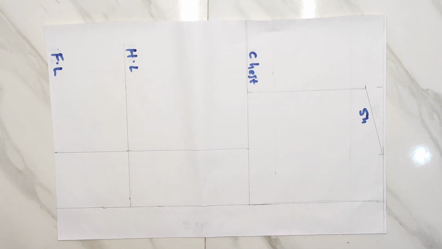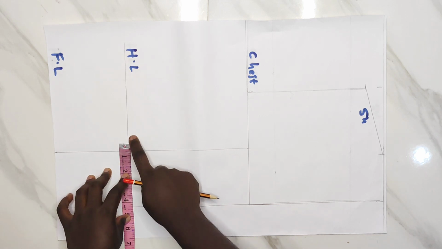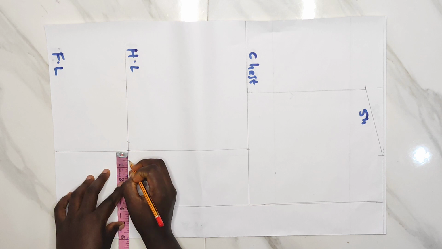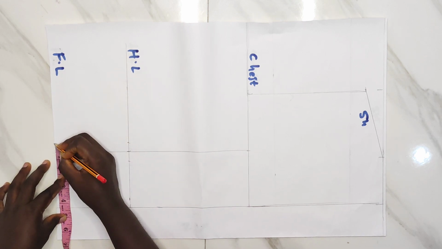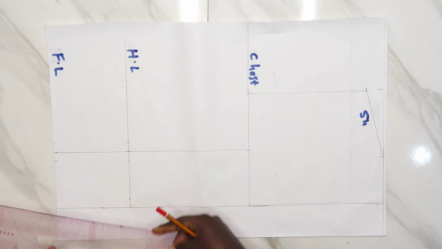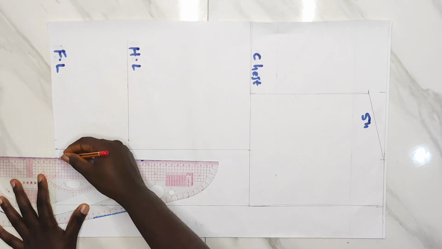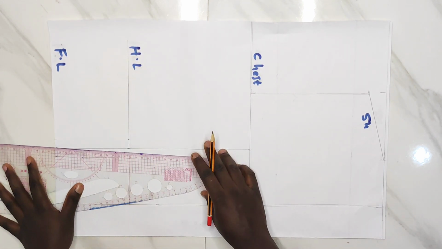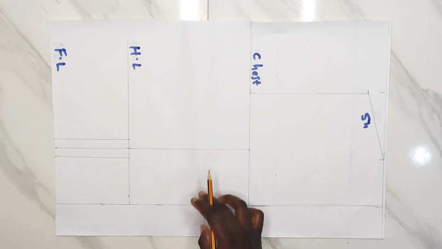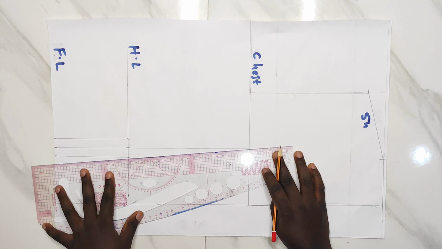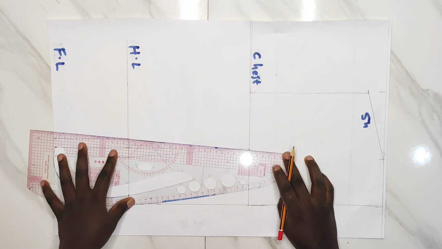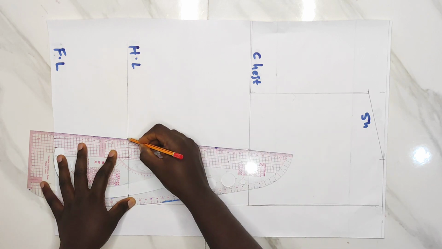Then after that, we're going to be removing our darts. So I'll take half and half inch on both sides of that line at my half length, and then I'll do the same thing for my full length. Then I'll connect the 2 points together. So after connecting together, I'll use my ruler to connect from one dart leg to the chest line in a slant manner.